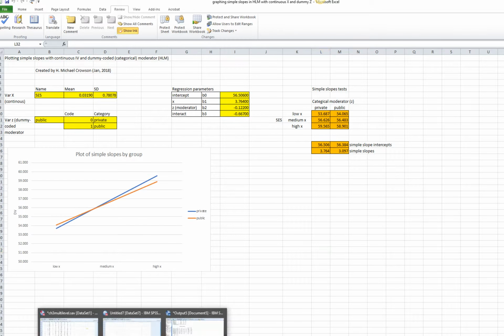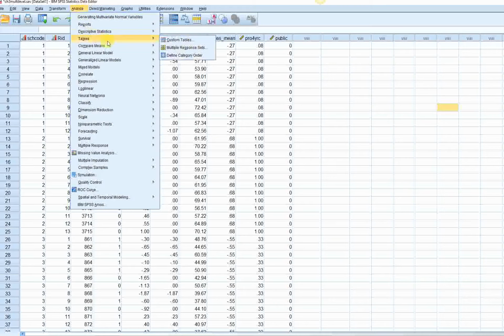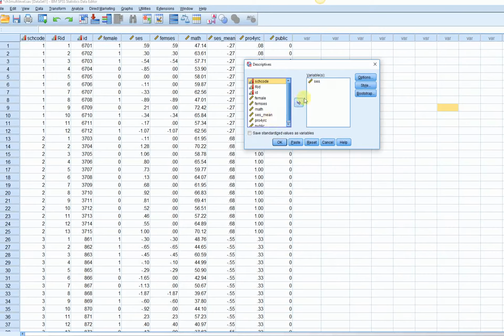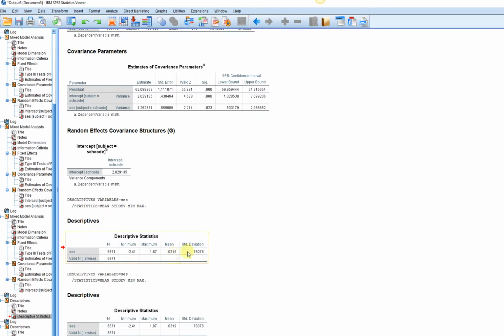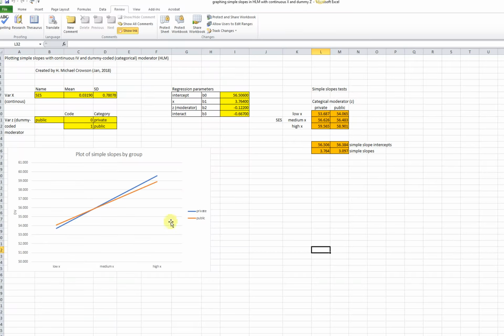To do that, I just went into SPSS, went to descriptives. I clicked SES over to this box right here. The defaults include mean and standard deviation. So when I clicked on OK, you'll see that this was the mean and standard deviation for the variable. I just typed those in, and I could type in the name right here. And then for public, I just gave it the codes 0 and 1, and then I could name these in terms of the categories. So I just typed in private and public here, and that's basically all that happened.